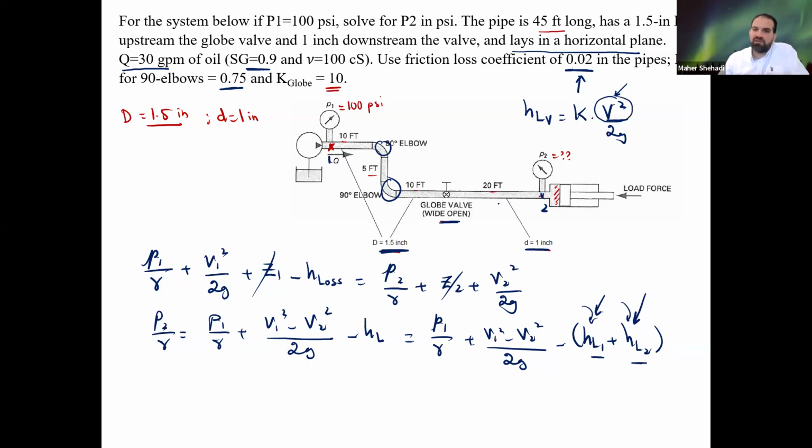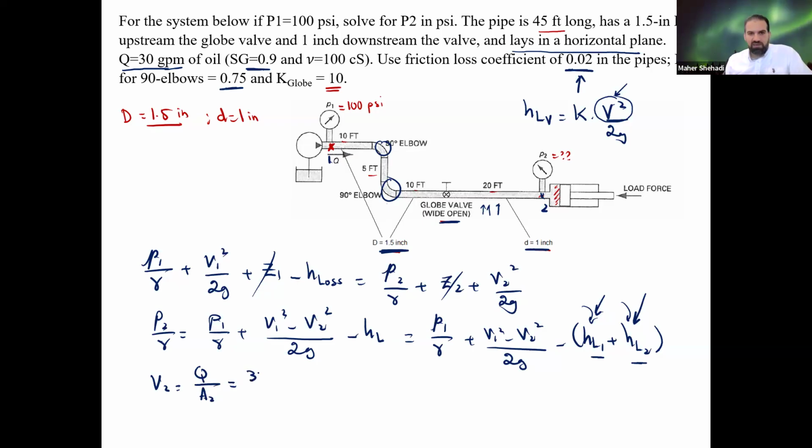The higher velocity is coming from the change in the diameter, so I would use the 1 inch side because its area is less. That means the velocity is higher because the flow rate is fixed. All right, let's find V2 first, or V1, it doesn't matter. It's Q over A, in this case A2.